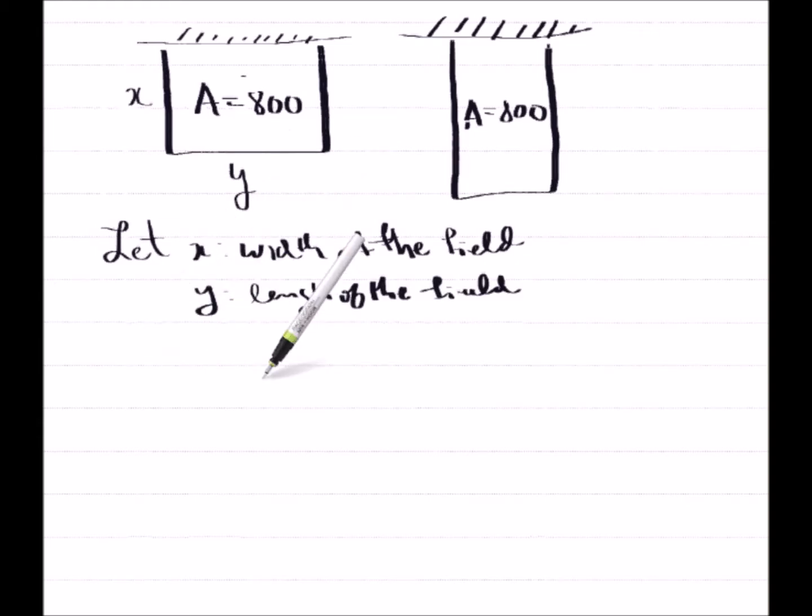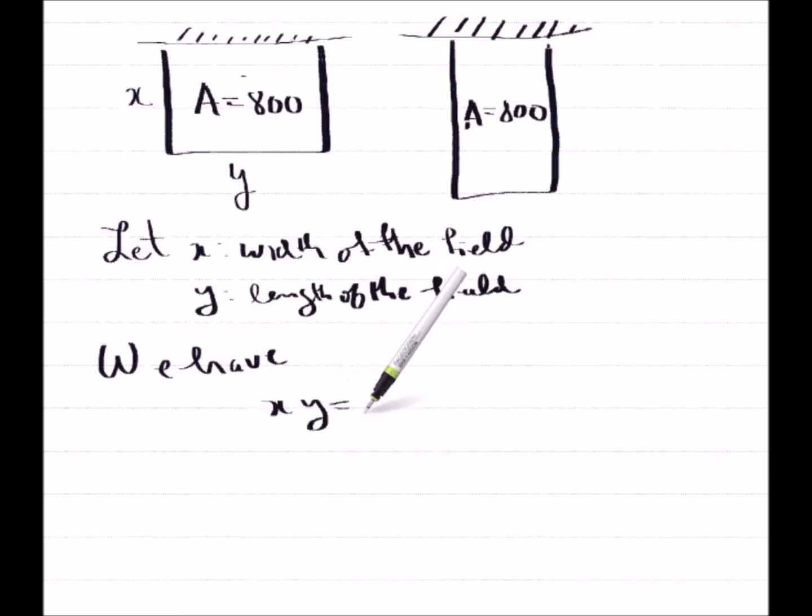And then typically in these problems, the variables are related. So here, x times y will give us the area, and the area is fixed. So we have a relationship that relates x to y. Here, x times y is equal to a. In this case, a is 800.